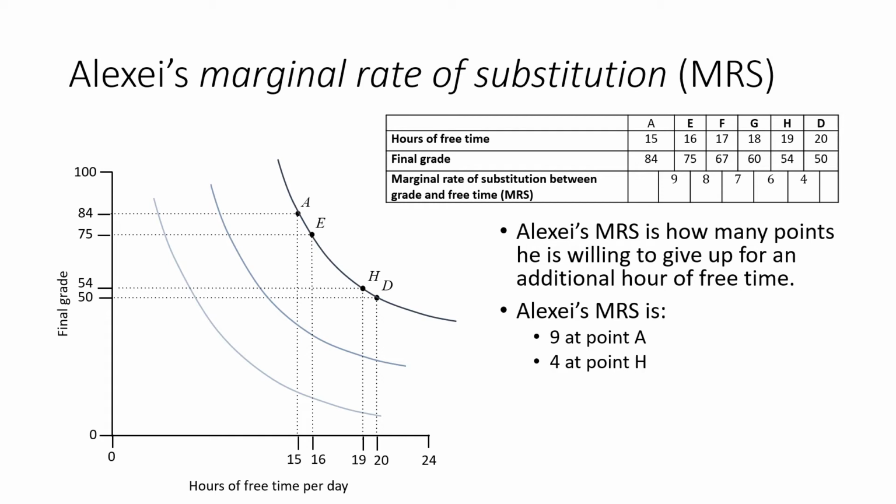Alexei's MRS is 4 at point H. So if Alexei wants an additional hour of free time at point H, he will have to give up 4 points. The MRS increases with his final grade.